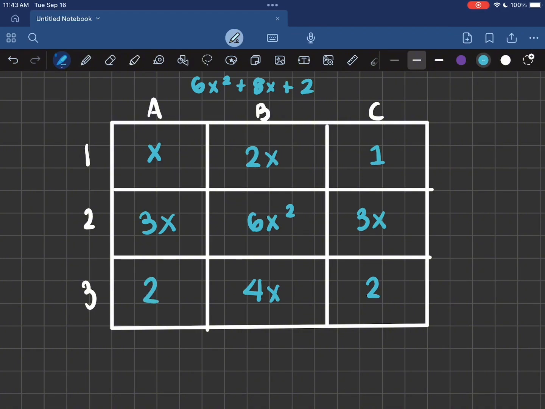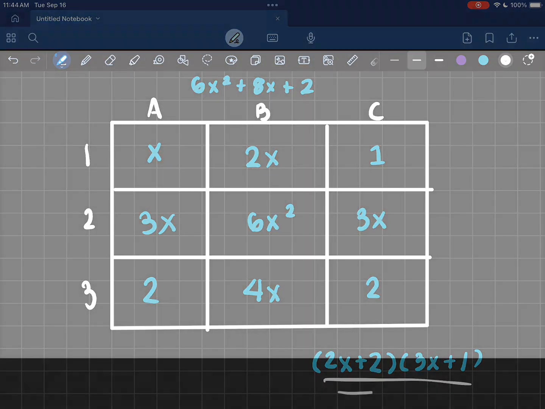Take a look at the bottom. The GCF of 4x and 2 is 2. Now we put 2 below 3x. Our answer would be 2(x plus 1)(3x plus 1). If you're asking why we multiply them by 2, it's because all terms of 6x squared plus 8x plus 2 have a common factor of 2.